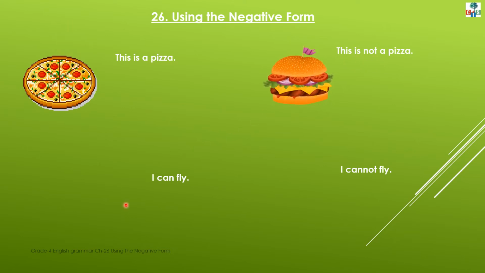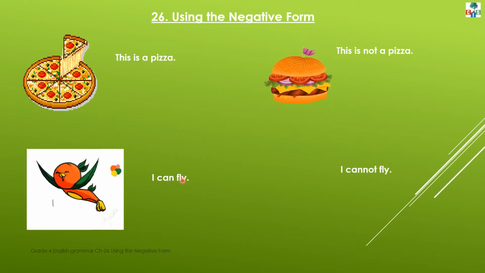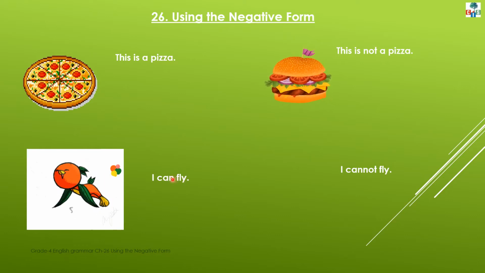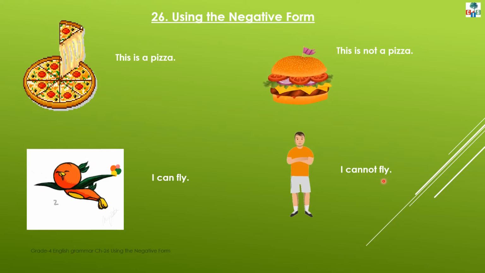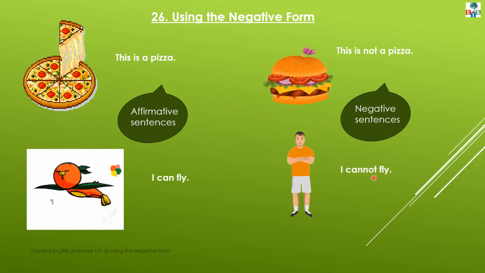See another example. I can fly. This is an affirmative sentence, a positive sentence. When I change this affirmative sentence into a negative sentence, it will be like this: I cannot fly. So, these are affirmative sentences because we have not used words like no or not. And these are negative sentences because we have used words like not.